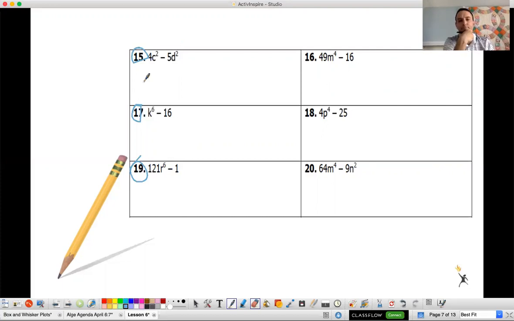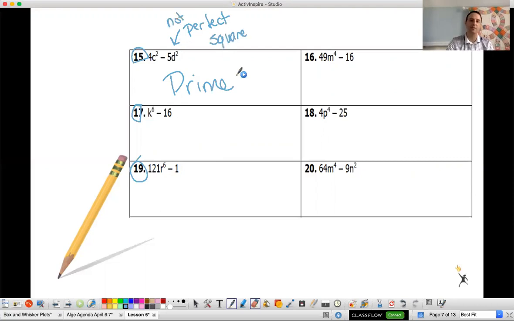5 is a prime number. 5 is prime. So that means the entire problem is prime. If this isn't a perfect square, and it's not, I can't use my difference of squares method. So therefore, you can't factor this any other way. You can't find a GCF. No, 5 and 4 have nothing in common but 1, and there's no c's and d's in both terms. So this is considered a prime factor. That is the correct answer.